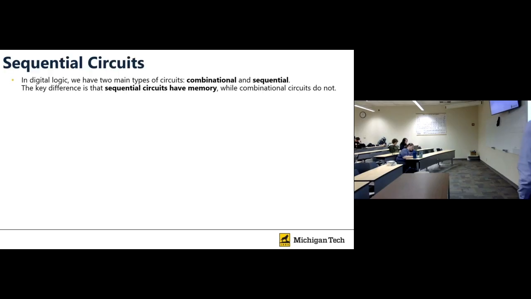First, let us start with the definition of sequential systems. In digital logic, we have two main types of circuits. We have combinational, that we had before, and sequential. In sequential logic, we have memory. Why do we need memory? To save our state. What is a state? Any idea? What is the state of a system? Like what's in your memory?